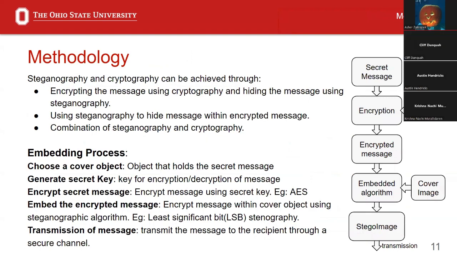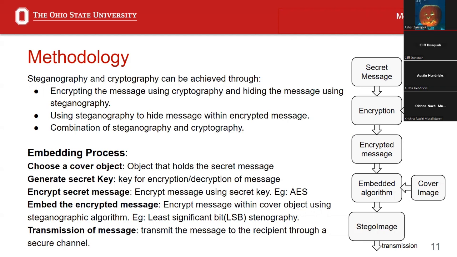Implementation of cryptography with steganography can be done in 3 ways. First is to encrypt the message and hide the message using steganography. Second is to hide the message within an encrypted message using steganography. And third is a combination of cryptography and steganography, which could involve encrypting the message, hiding it, and then encrypting the entire file again. The entire process can be divided into two parts.